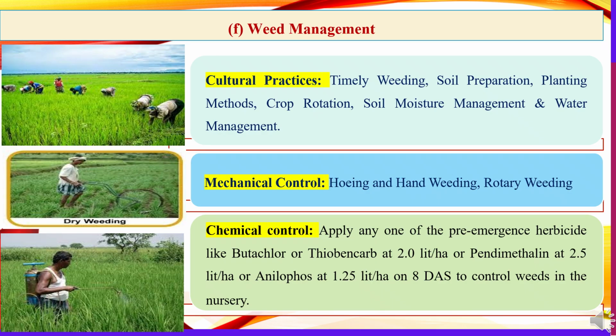3. Chemical control. Herbicides can effectively control weeds when used properly. Pre-emergence herbicides. Apply any one of the following herbicides 8 days after sowing, DAS, in the nursery to control weed germination. Butachlor, 2.0 liters per hectare. Thiobencarb, 2.0 liters per hectare. Pendimethalin, 2.5 liters per hectare. Anilofos, 1.25 liters per hectare. Ensure uniform application and maintain a thin water film, 2 to 3 cm, in the field during application.